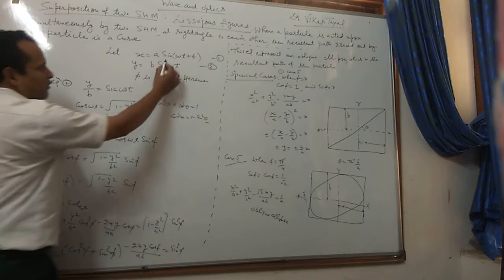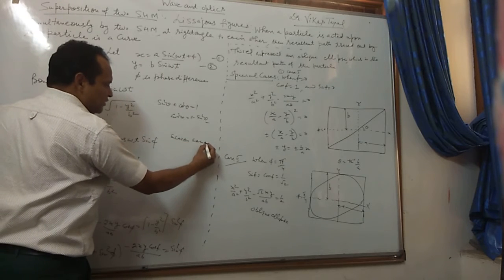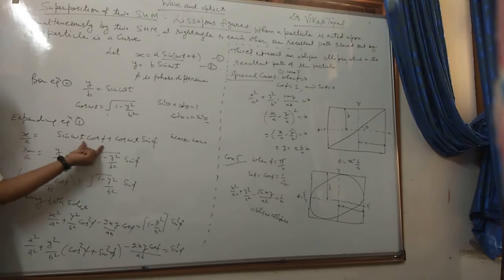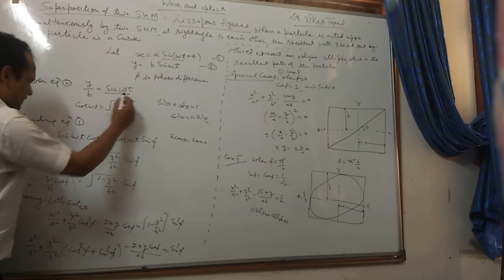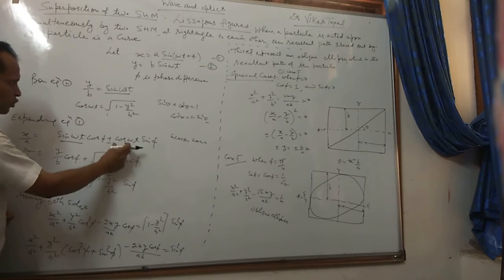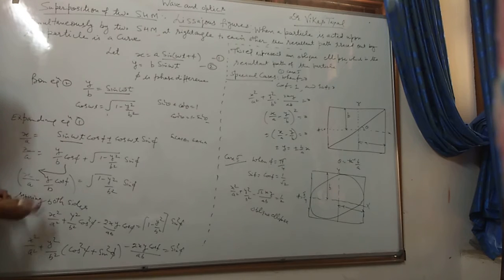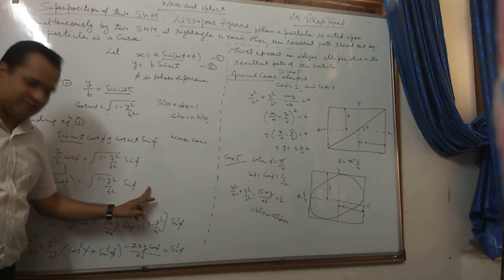What is the formula for sin(A + B)? sin(A + B) = sin A cos B + cos A sin B. So x/a = sin ωt cos φ + cos ωt sin φ. Putting the value of sin ωt, x/a = (y/b) cos φ + √(1 − y²/b²) sin φ. Again, x/a − (y/b) cos φ, taken on the left-hand side, is equal to √(1 − y²/b²) sin φ.